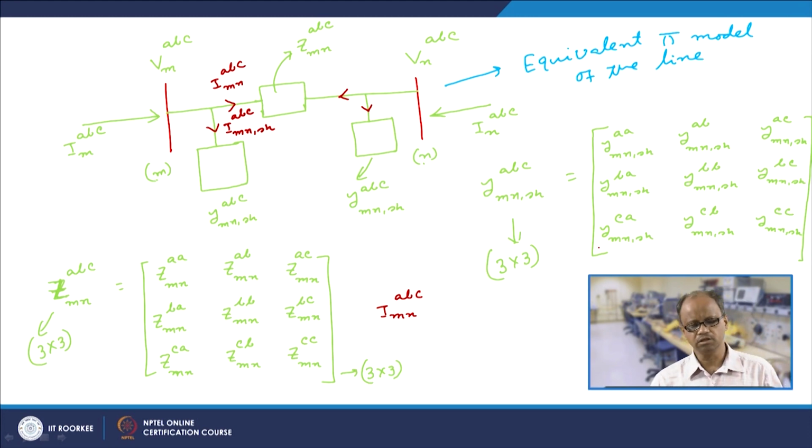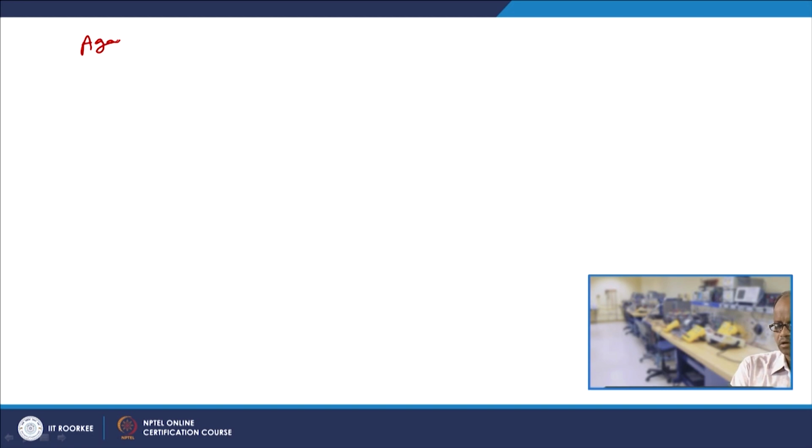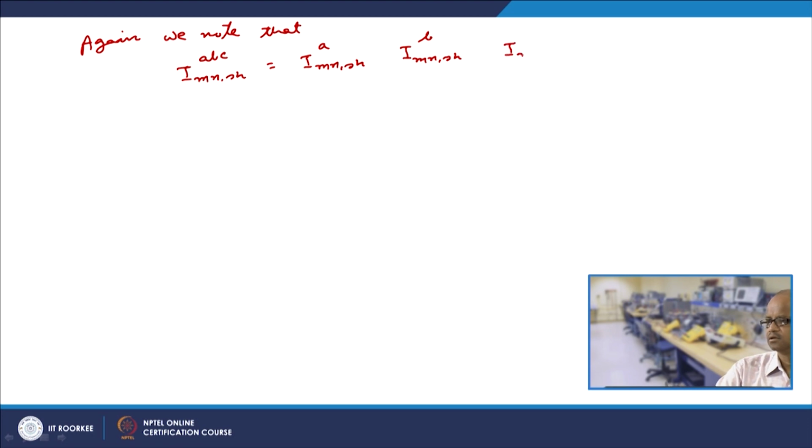Now, what is the expression of current Imn shunt? Again you will note, basically we note that Imn shunt ABC is equal to Imn shunt phase A, Imn shunt phase B, Imn shunt phase C. So, these are the 3 individual currents transpose, this is a 3 cross 1.